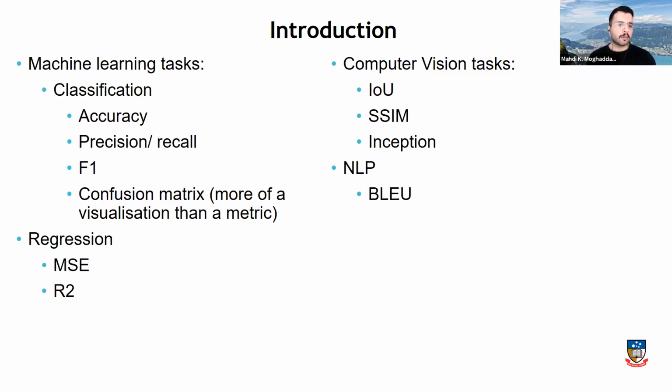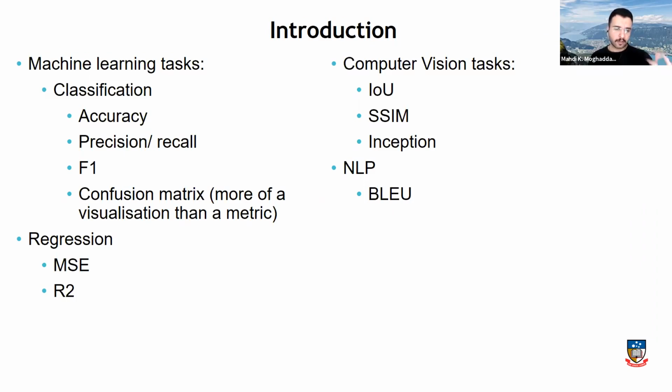So if you're doing classification, now that classification could be in language, could be in images, could be in speech, it could be many different tasks. If the task is classification, normally there's a few famous metrics that people use: accuracy, precision, recall, the one that we're going to see, and the confusion matrix.